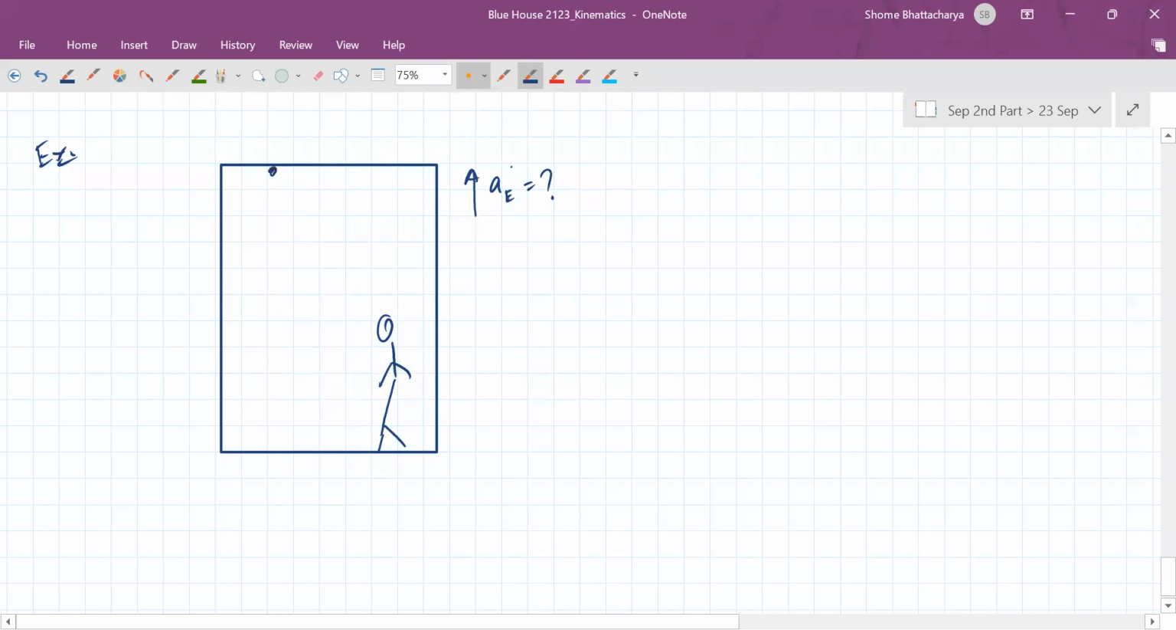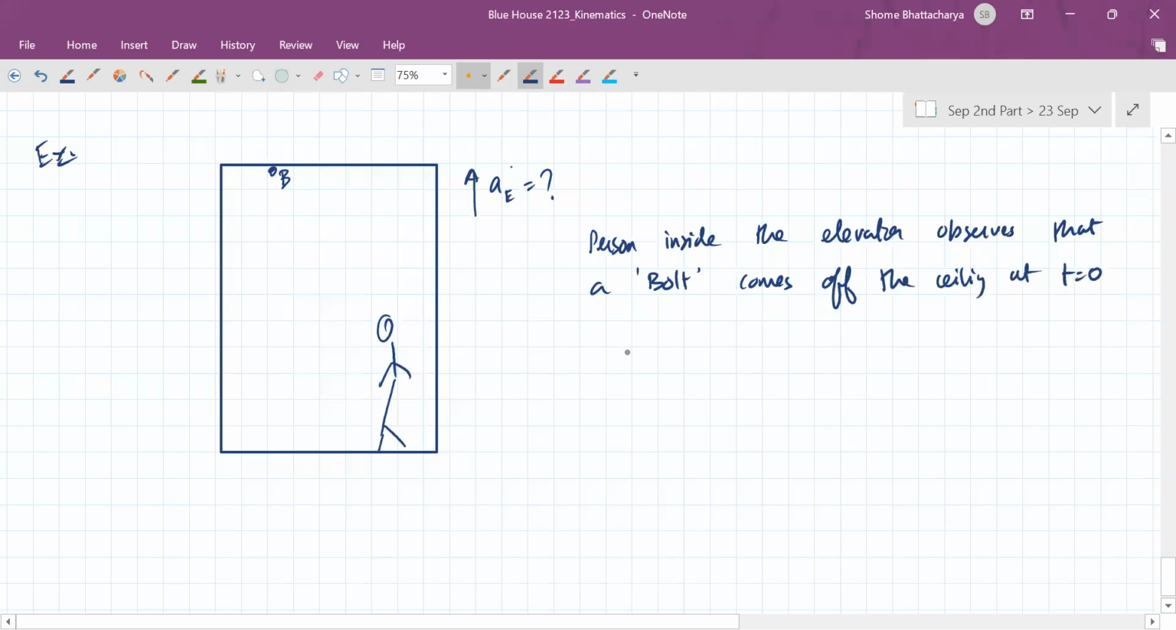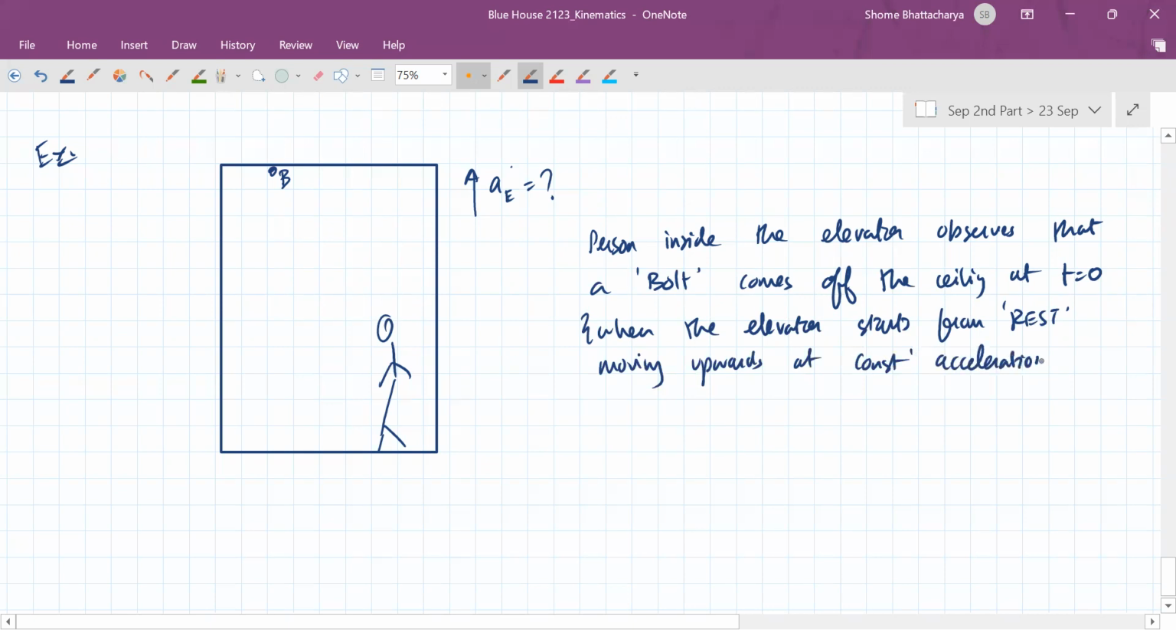So what the person inside the elevator observes is that a bolt comes off the ceiling at t equal to 0, when the elevator starts from rest, moving upwards at constant acceleration AE, and hits the floor at t equal to 1 second. Take g equal to 1 meter per second square.